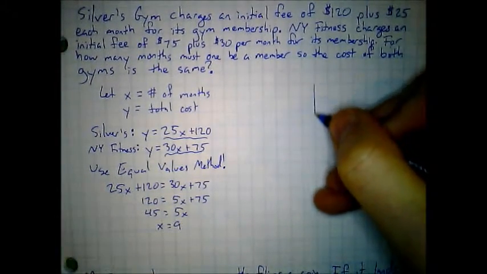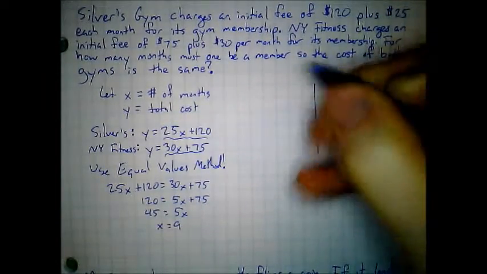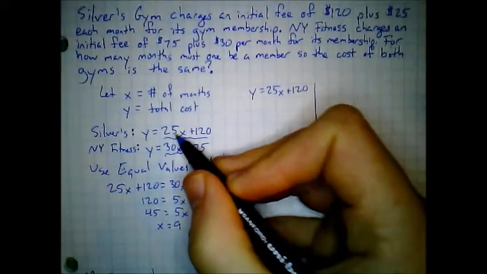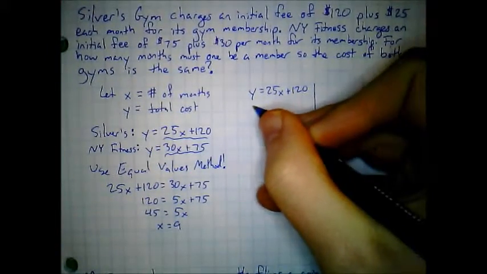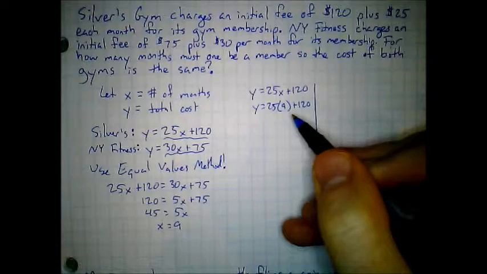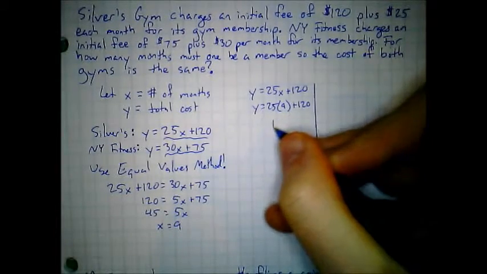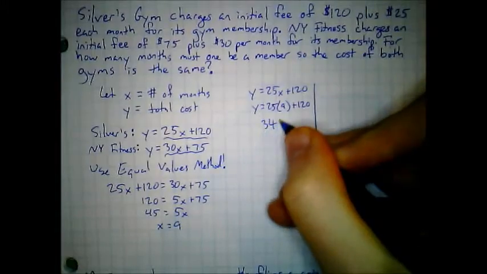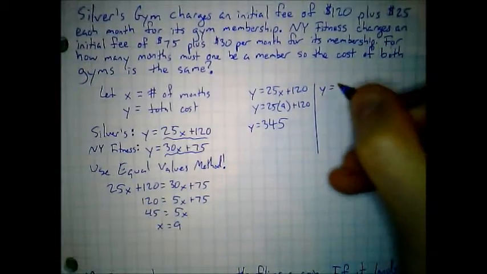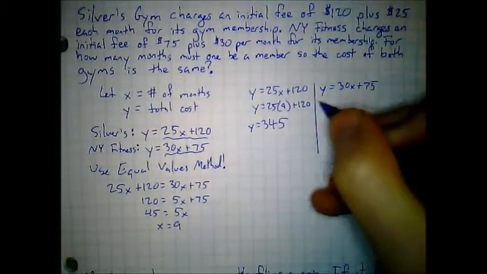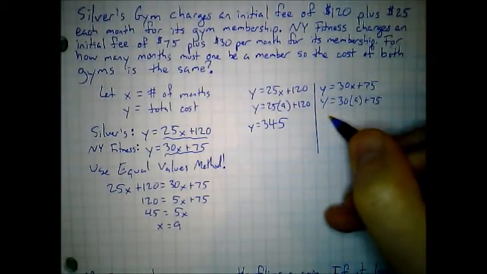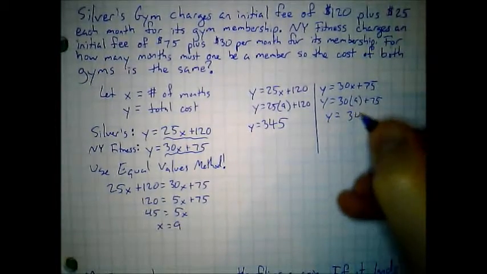Now we just need to figure out how much these gyms will cost. Well, Silver's Gym is our y equals 25x plus 120. So it's $25 per month for 9 months. We're going to do 25 times 9 plus 120. 25 times 9 is 225, plus 120 is 345. For New York Fitness, its rule is y equals 30x plus 75. Again, we have it for 9 months. We're doing 30 times 9 plus 75. 30 times 9 is 270. 270 plus 75 is 345.